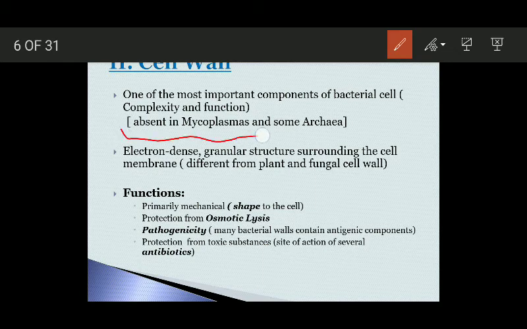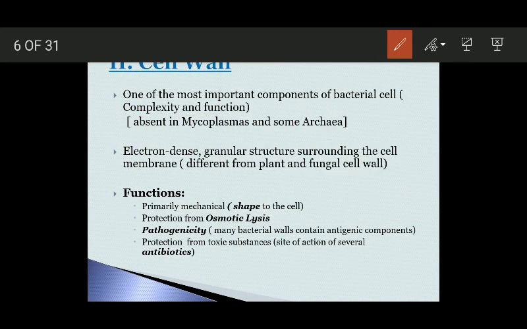The cell wall is absent in some groups like mycoplasma and archaea. Archaea means the ancient bacteria. These two groups of bacterial cells do not possess the cell wall.